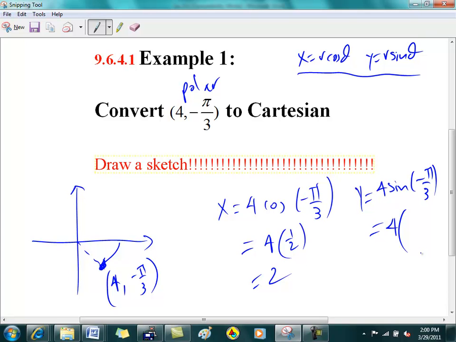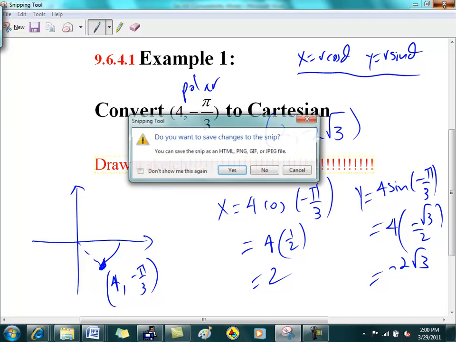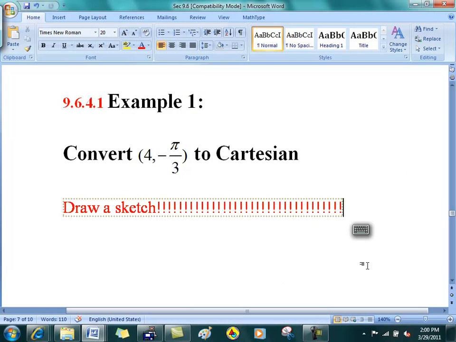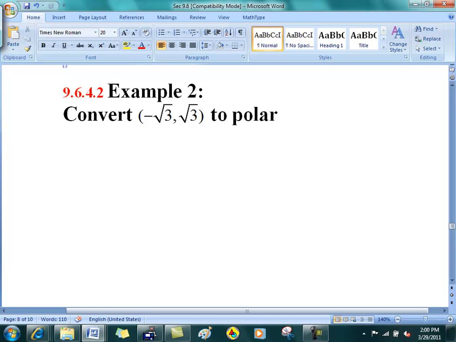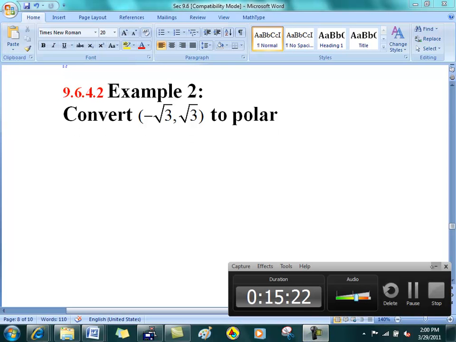Negative square root of 3 over 2, because it's in the fourth quadrant, sine is negative. So this is negative 2 root 3. So your point is 2 comma negative 2 root 3. Is everybody all right on this? Yes. Everybody got that okay? Yes? Okay. Well, we went one way, so now what should we do next? Go the other way. Okay. And what do we do first?